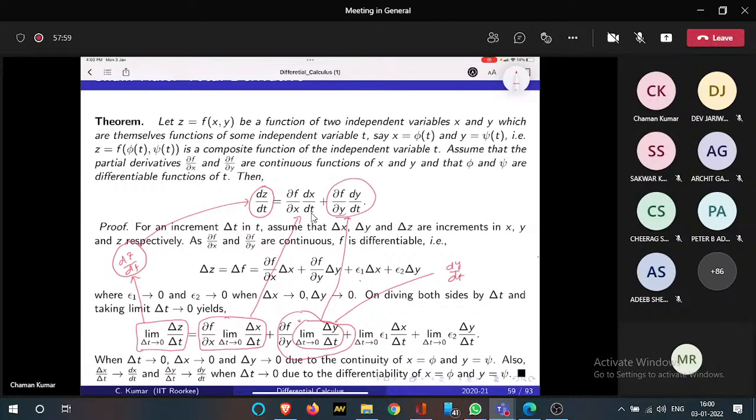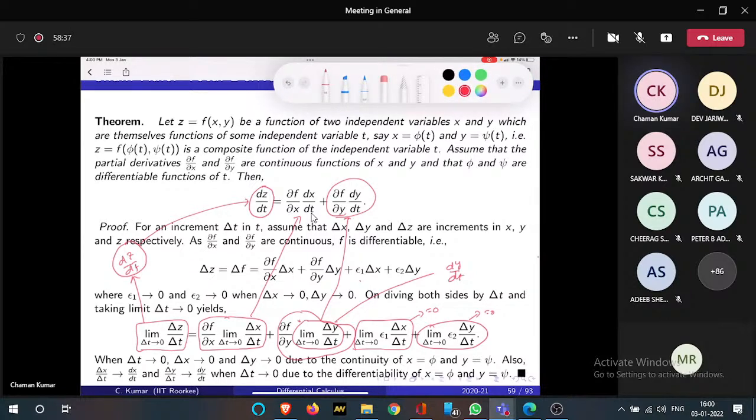And this term will be 0 because epsilon 1 goes to 0 when delta x and delta y go to 0, and delta x by delta t, when delta t goes to 0, is the derivative of x with respect to t, which is a finite number. So this term will be 0 because of this, and similarly this term will be 0. So you get this one. So this proves the chain rule.